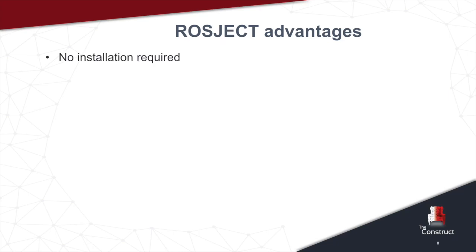First is that you don't need to install anything. So if you provide a ROSject to somebody else, then they will not need to do any setup in order to execute it. No compilation, no download, not installing libraries, no making it work with your own computer. It's going to work by default without requiring any installation on the computer of the other person.